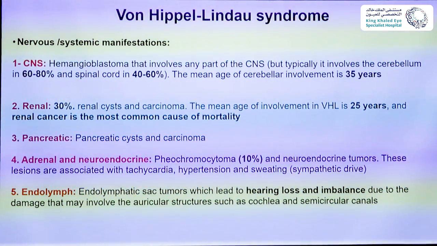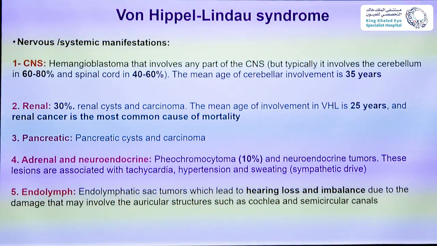Renal is important because you might be asked about it: renal cell cancer is the most common cause of mortality, although it's only in 30%. So it's less prevalent, but the most lethal. Pancreatic, adrenal and neuroendocrine involvement can also occur, especially secondary pheochromocytoma. That's why these patients can present with tachycardia, hypertension, and sweating because of the sympathetic drive.